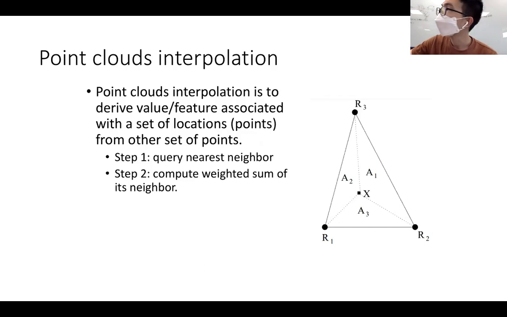So there are 2 steps in interpolation. Actually, here I have only one example. In fact, the input may have 1,000 points, and the reason why it is expensive is that it needs 2 steps. The first one, you need to query the nearest neighbors, and the second, you compute the weighted sum of each neighbor.